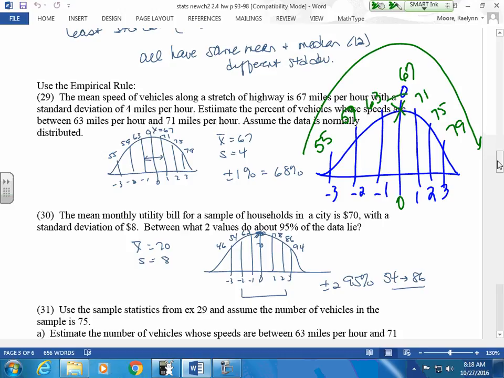These have to make sense. From 55 to 79 they go. Now, estimate the percent of the vehicles that are between 63, that's this guy, and 71. What does your empirical rule say for plus or minus 1 standard deviation? 68%.